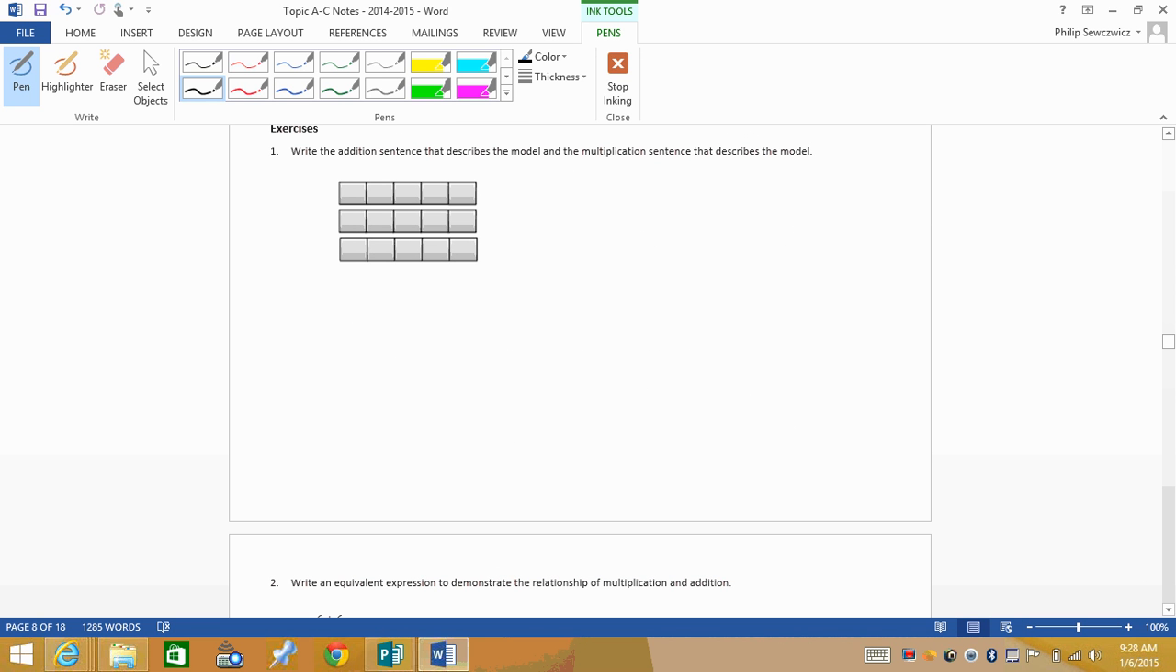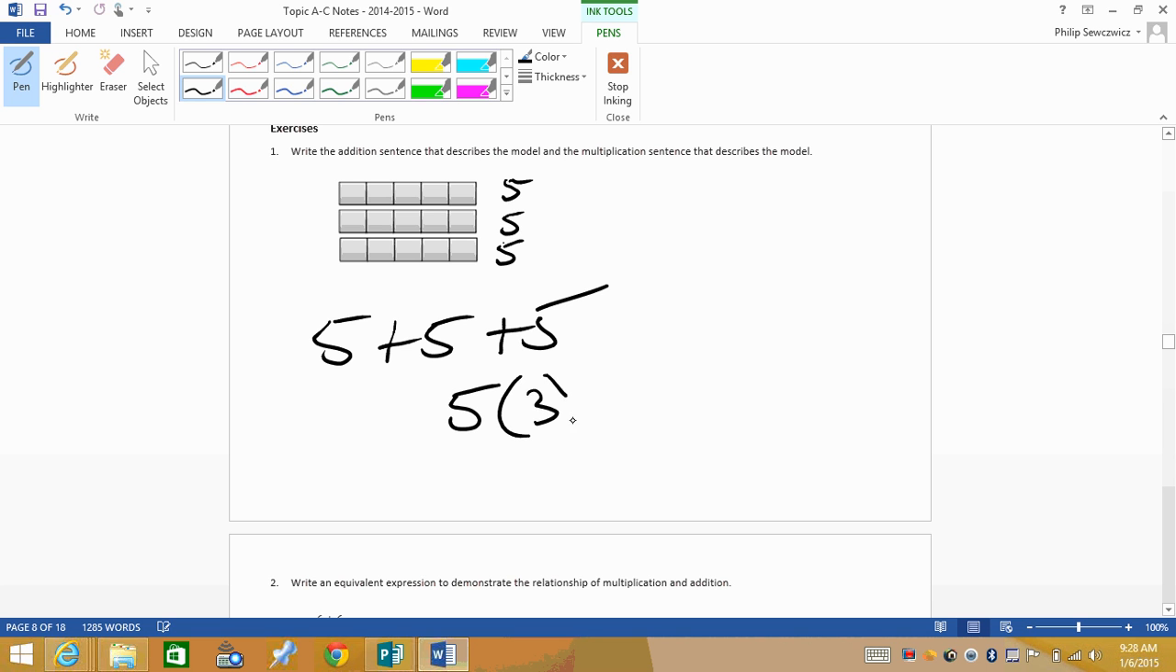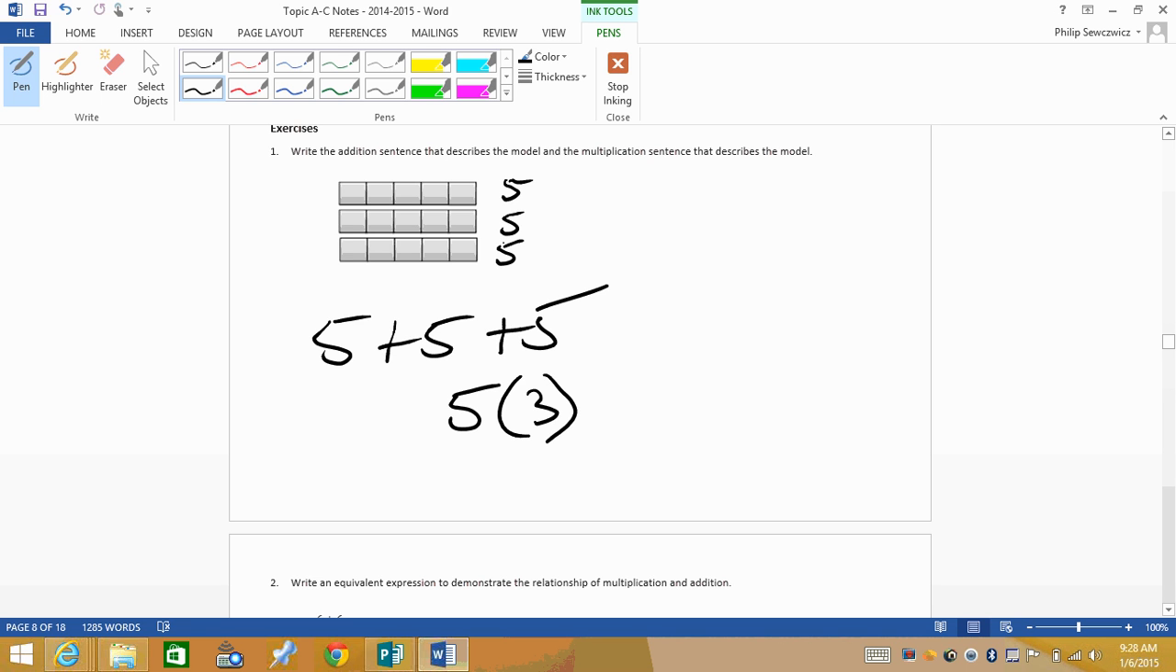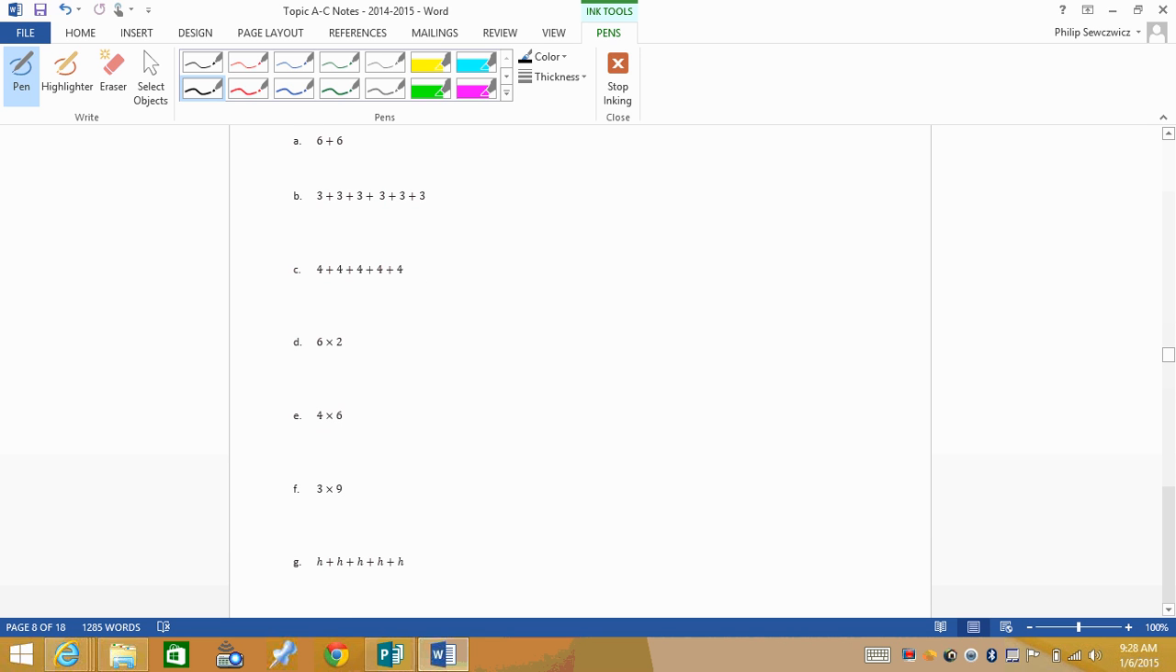So here they want us to write the addition sentence that describes the model, and the multiplication sentence that describes the model. So again, we've got a group of 5, and oh my, another group of 5, and oh my, another group of 5. So we can add them all up, or just as we saw from the previous problem, we've taken a 5 and we're repeating it 3 times, so 5 times 3. Again, we're not as interested in solving. The solving helps us out a little bit, but it's not necessary, but it does confirm that we feel good about our answers.